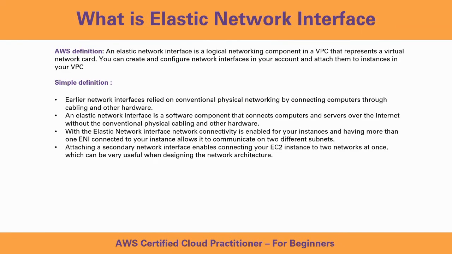The AWS definition of Elastic Network Interface is that it is a logical networking component in a virtual private cloud that represents a virtual network card. You can create and configure network interfaces in your account and attach them to instances in your VPC.